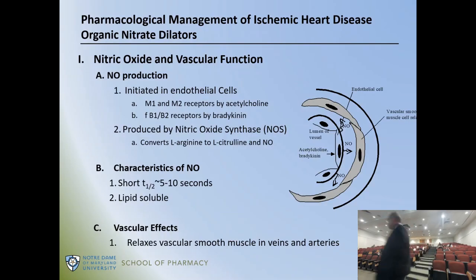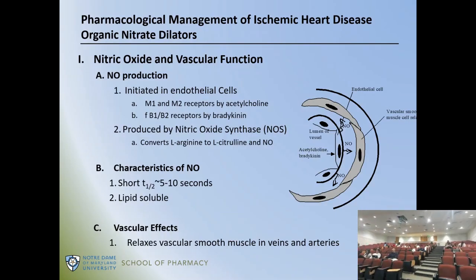Now, the first group of drugs we're going to talk about are our nitrates. Our nitrate drugs. Before we talk specifically about the drugs, I just wanted to do a brief review and overview of the nitric oxide pathway. So nitric oxide is a gaseous neurotransmitter. It's the only gaseous neurotransmitter that I'm aware of in the body.